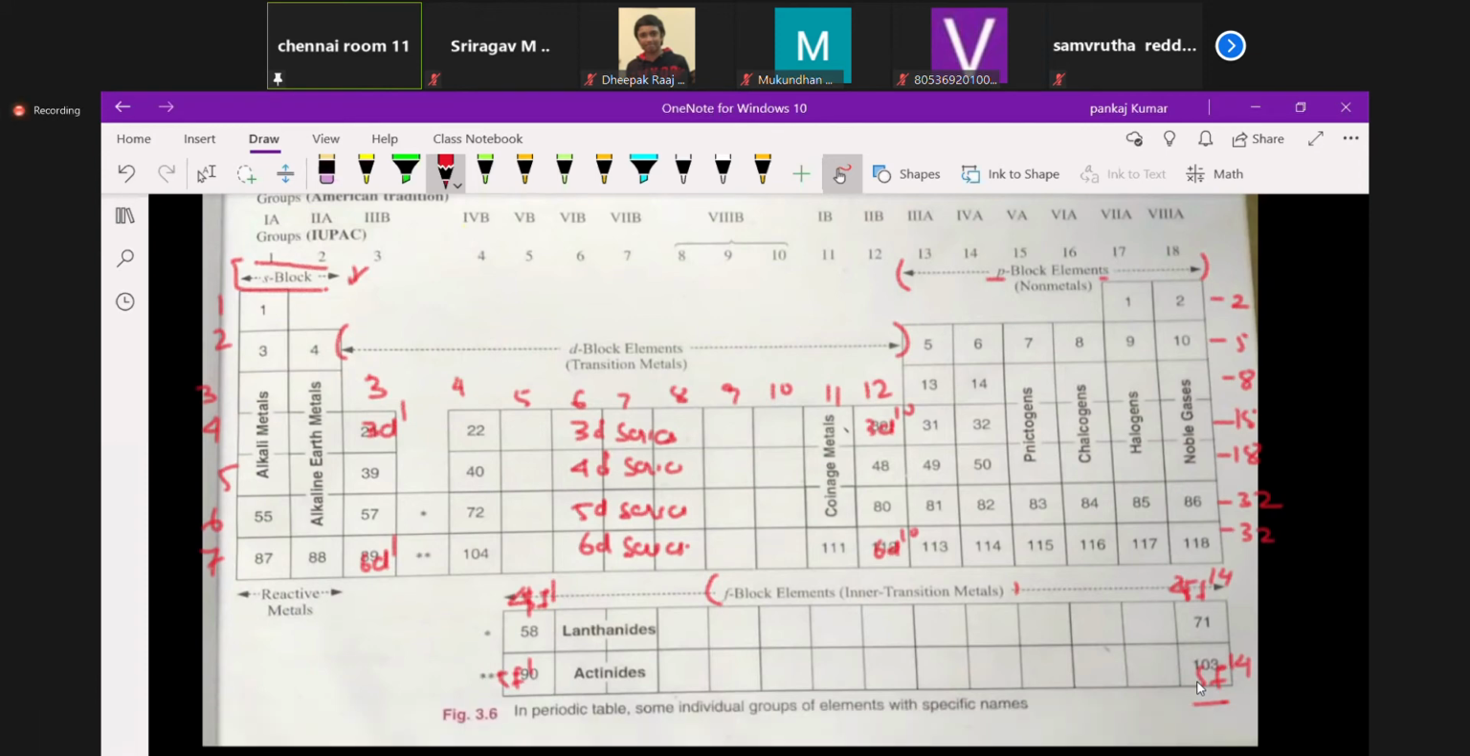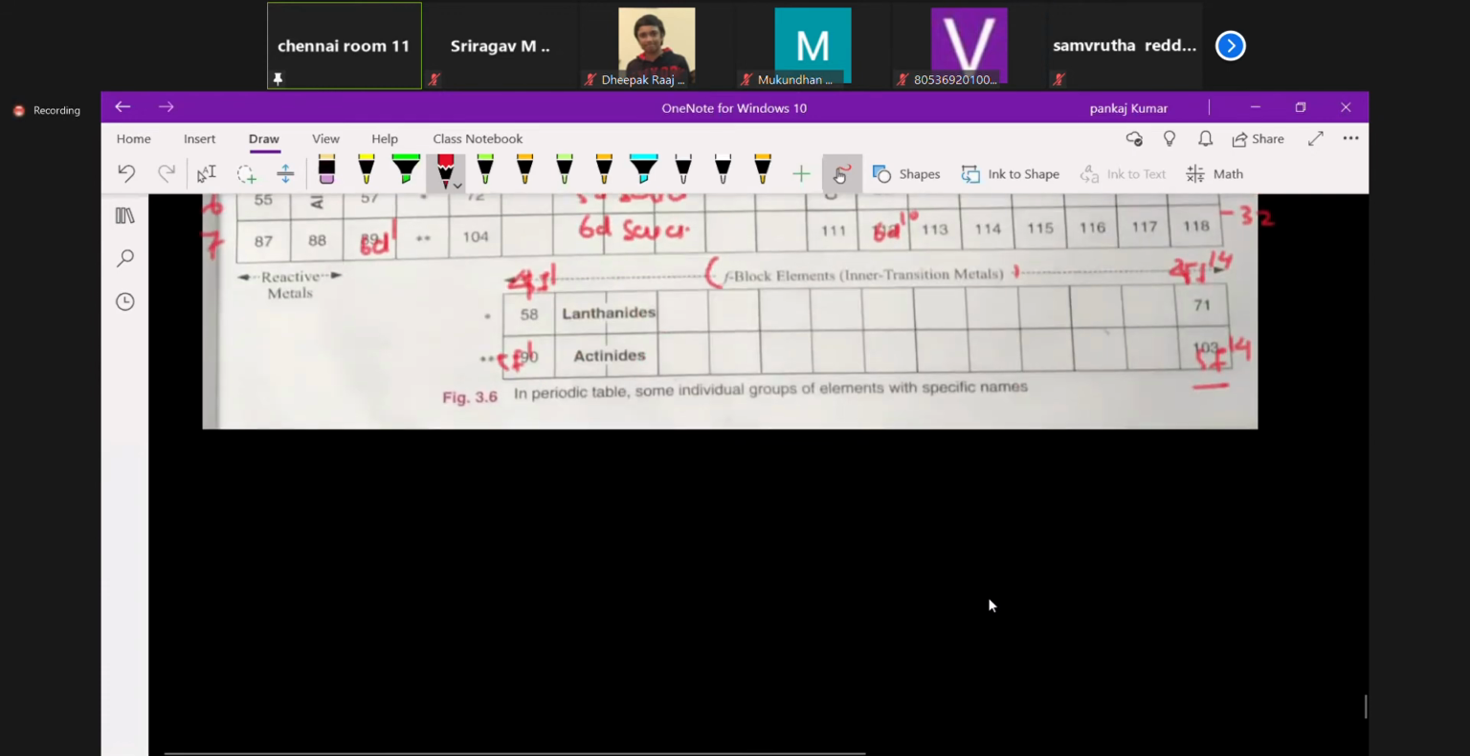The last electron goes in the f subshell. Why does it start with 4, sir? Because if you use the Aufbau rule, it will be placed in the sixth and seventh rows, so you will get the 4f only. You just draw the diagram of the Aufbau rule.